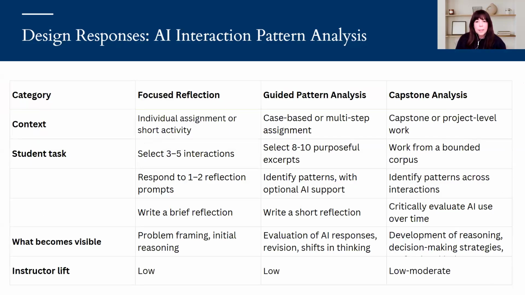All right. Now, in thinking about how this would play out in reality, I think that this could work well in a variety of contexts and it could be scaled. So for a shorter assignment or task, one might start on the left and ask for an individual assignment or a short activity for students to do a focused reflection and ask them to use AI to help them analyze, for example, 3 to 5 interactions and then respond to a few reflection prompts.